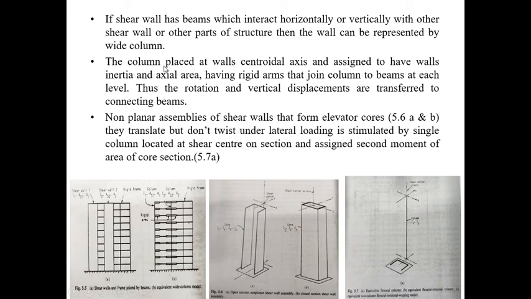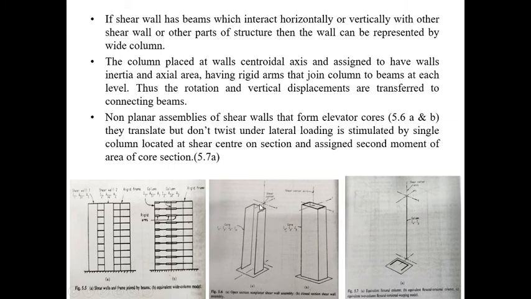here. So here it is shown the column which is placed at the wall's centroidal axis and assigned to have the wall inertia and the axial area, having rigid arms. These rigid arms join the column to the beams at each level. So these are the rigid arms which are joining the column to the beams here.